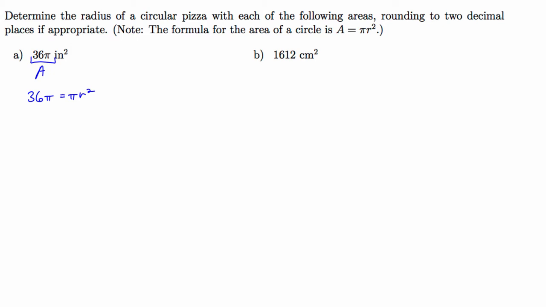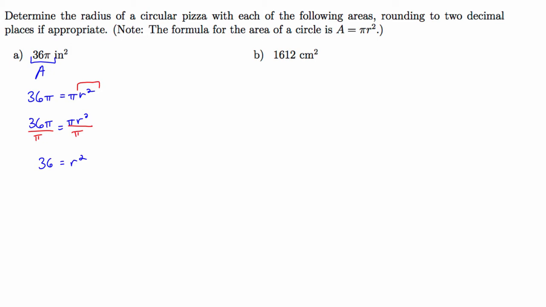To solve this equation, we first need to isolate the squared variable component, so we need to get the r squared by itself first. To do this, we'll take our equation 36 pi equals pi r squared and divide both sides of the equation by pi. Once we divide both sides by pi, we'll end up with the equation 36 equals r squared.